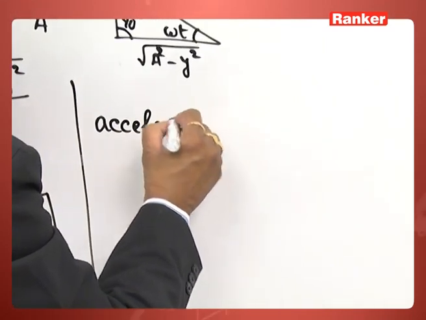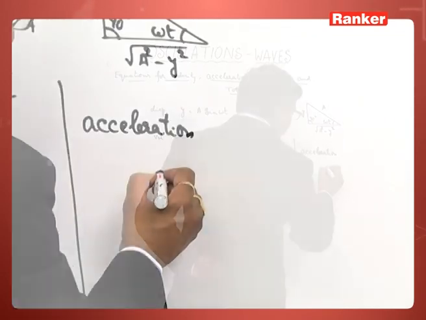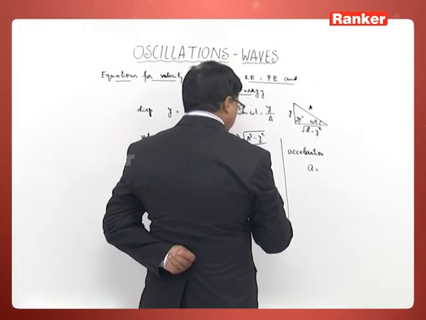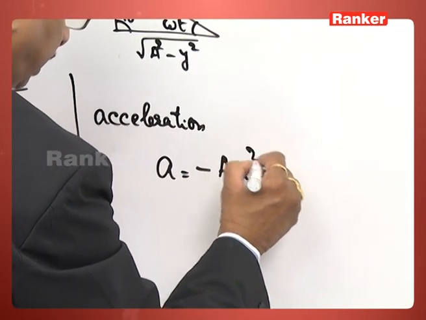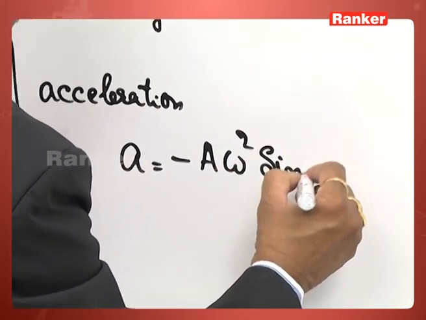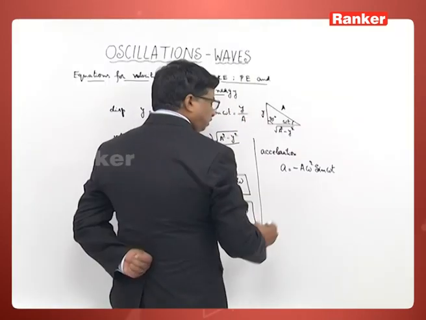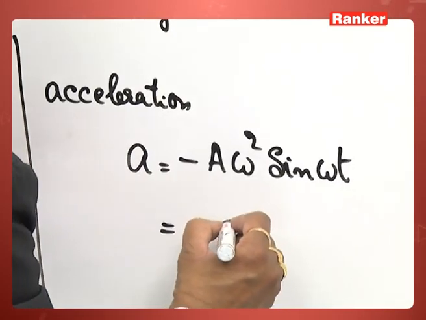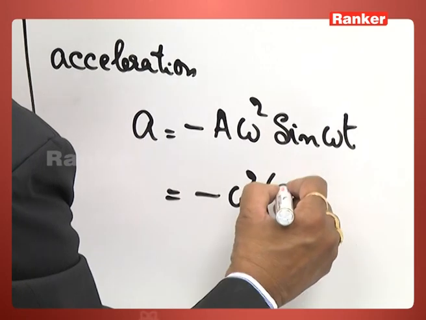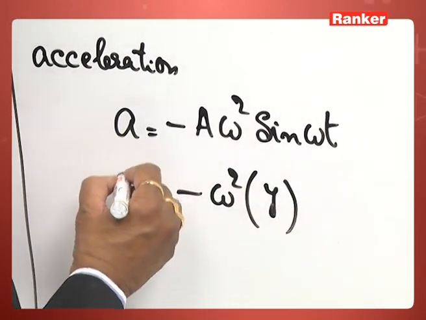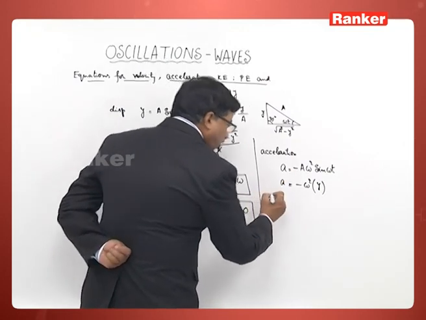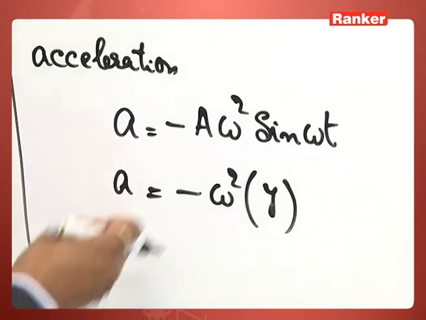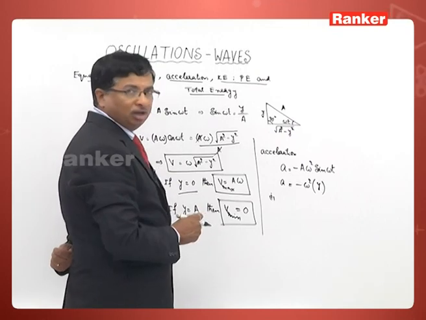When we consider acceleration, the basic formula is a = -A omega square sin omega t. In other words, I can write the same as minus omega square y, which is acceleration. Now, let us take those two conditions once again for this equation as well.